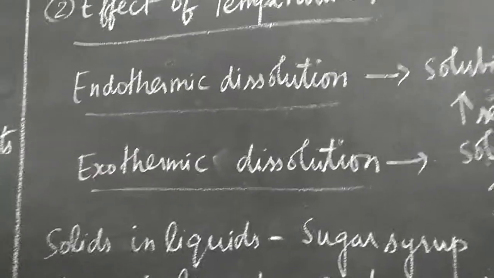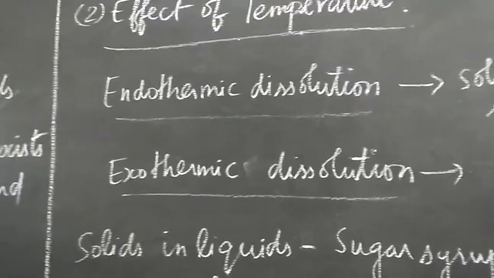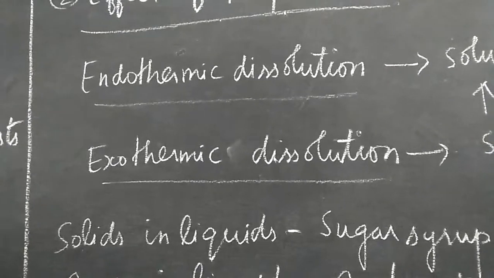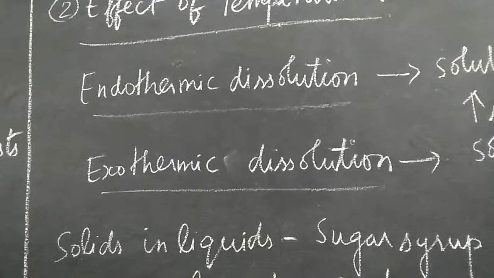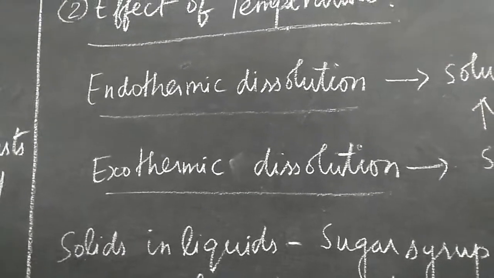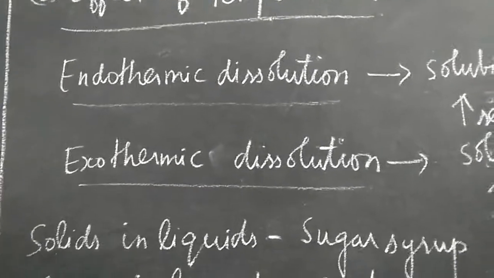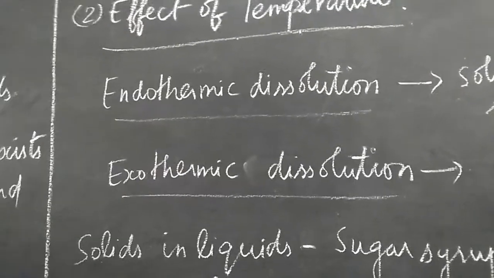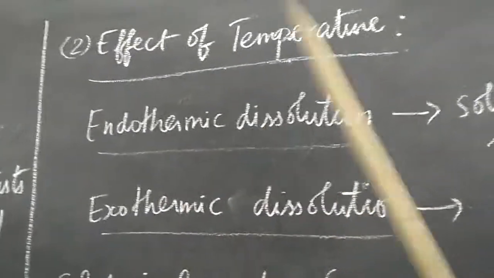Sodium carbonate in water is exothermic. Do the same thing with sugar. Take a glass of water, put sugar. The solution turns cold. That means the dissolution is endothermic. It absorbs heat. Exothermic means releases heat. So detergent powder in water: exothermic, releases heat. Sugar in water becomes cold: endothermic dissolution. So endothermic dissolution absorbs heat.